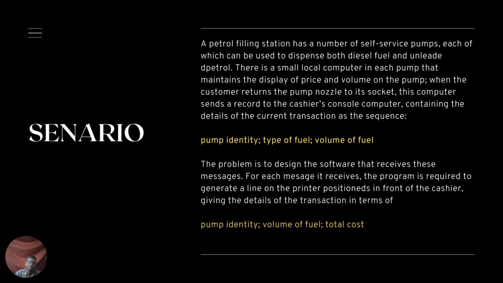There is a small local computer in each petrol pump that maintains the display of the price and the volume of fuel, where the customer returns the pump nozzle to its socket. The computer sends a record to the cashier console computer containing the details of the current transaction as a sequence. And here the problem is to describe the software that receives the messages. For each message it receives, the program is required to generate a line on a printer positioned in front of the cashier, giving the details of the transaction in terms of pump identity, volume of fuel, and the total cost.